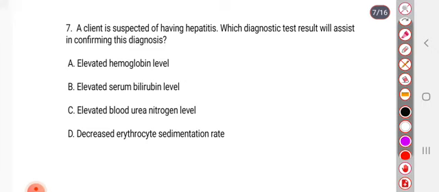Which diagnostic test result will assist in confirming this diagnosis? हेपेटाइटिस को कंफर्म करने के लिए कौन सा डायग्नोस्टिक किया जाता है? ऑप्शन ए इज एलिवेटेड हीमोग्लोबिन लेवल, ऑप्शन बी एलिवेटेड सीरम बिलिरुबिन लेवल, ऑप्शन सी एलिवेटेड ब्लड यूरिया नाइट्रोजन लेवल, ऑप्शन डी इज द डिक्रीज erythrocyte sedimentation.